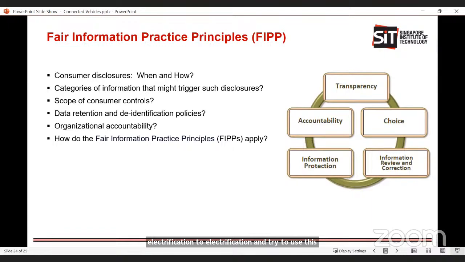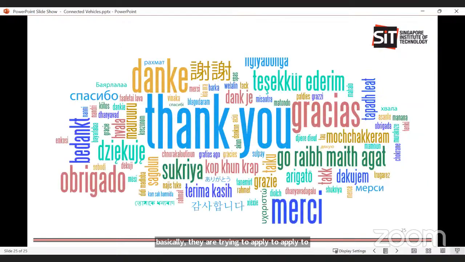connected vehicles. There are some Fair Information Practice Principles that governments of various countries, FIPP basically, are trying to apply to implement this kind of technology. But this will take years. Yeah, that is all from my side. Thank you very much, and we'll be happy to take any questions now or through email.